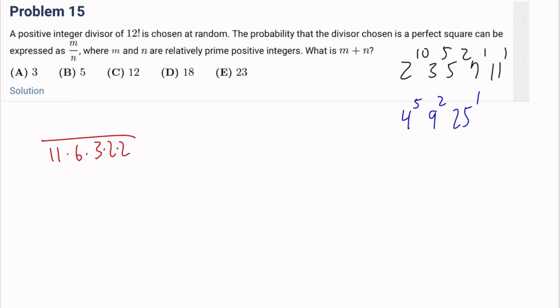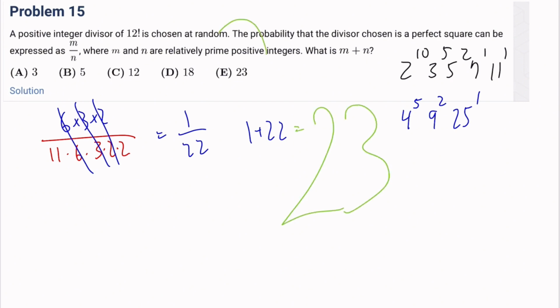And so if you see how many factors this has, we have to do plus 1, plus 1, plus 1. So that's 6 times 3 times 2. Oh, and here we cancel everything. So this is 1 over 22. So the answer is 1 plus 22 equals 23. So the answer is E.